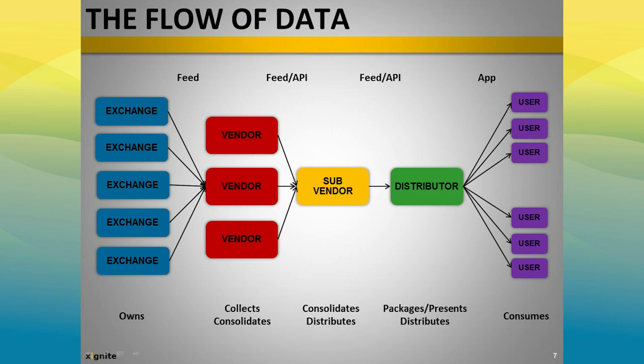They'll distribute it to you either directly or through a vendor. The vendors might consolidate data from multiple exchanges, or from a sub-vendor who might be consolidating data from exchanges or sub-vendors as well. And if you're the one who's running the app, who's displaying the data to the user, you're the distributor. You're the final distributor of this data.